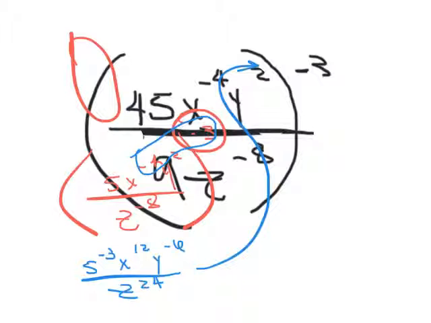So we're going to leave our x to the 12th on top, and then we're going to take our 5 and move it down, because we can cube 5. We can't take 5 to the negative 3 power. Bring our y down, and our z to the 24 we'll leave there. And the only thing we can do here is change our 5 cubed to 125.